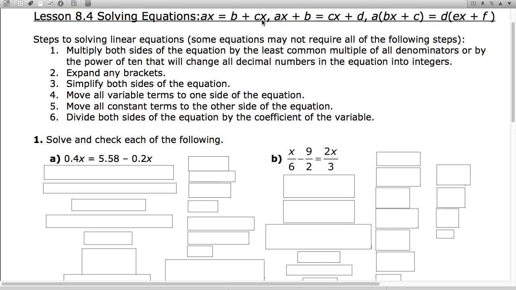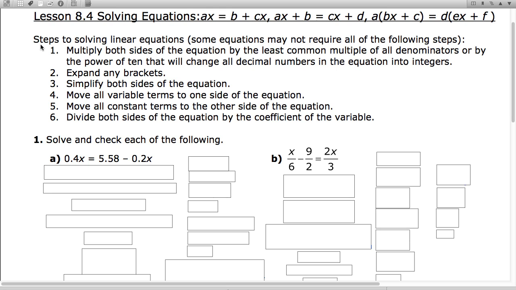Welcome to lesson 8.4 on solving equations in, boy, we got lots of different forms here. Ax equals b plus cx, ax plus b equals cx plus d, a times brackets bx plus c, close brackets, equals d times brackets ex plus f. Whew, that's a lot of different forms.